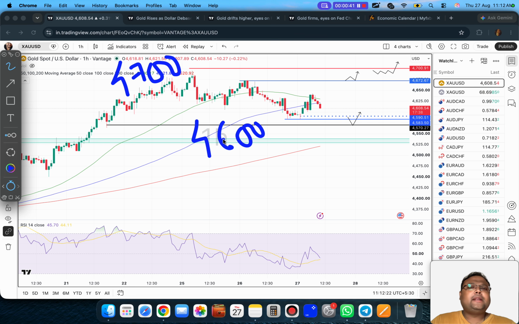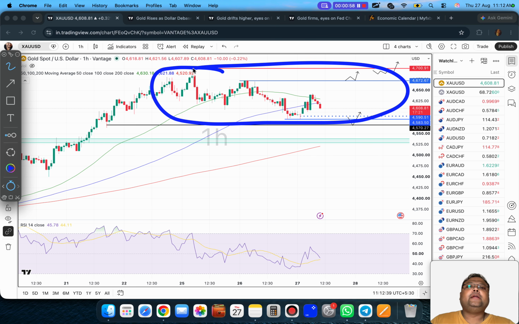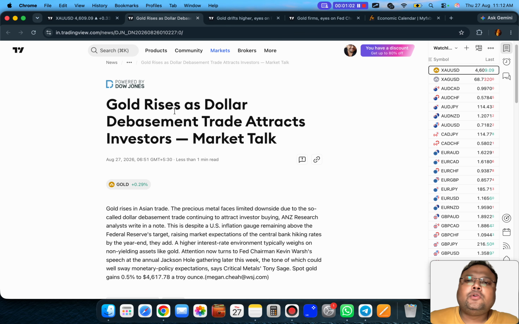If you look at the overall trend, then obviously the overall trend of the market is bullish because since gold has crossed 4400, more or less gold is maintaining the overall bullishness. But at this moment, at the time of recording the video, we can see that gold is trading in a range here.